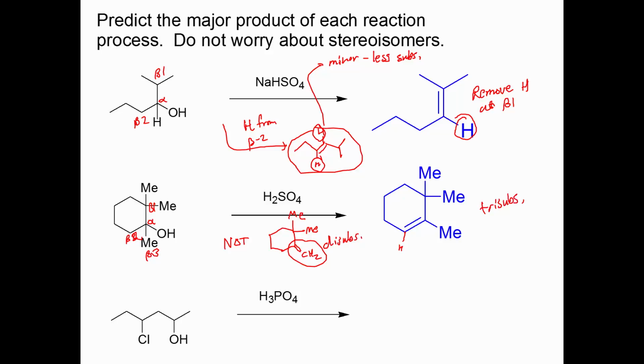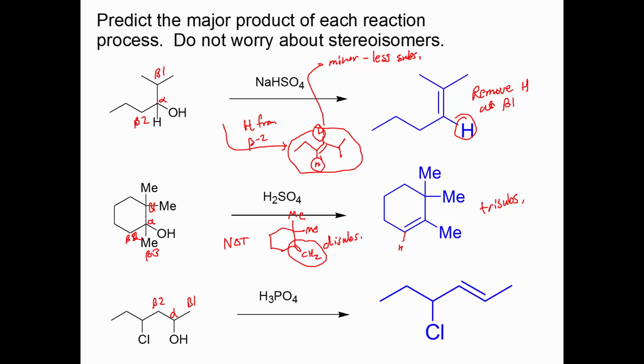Okay, the last one, we have a red herring here, or a functional group that's not going to do anything, and that's the chlorine. The acid catalyzed dehydration is specifically a reaction of alcohols. Okay, so we have alpha, beta 1 and beta 2, and we're going to remove the hydrogens exclusively from the beta 2 carbon because that is going to produce our more substituted alkene. The chlorine is just going along for the ride in this particular reaction.